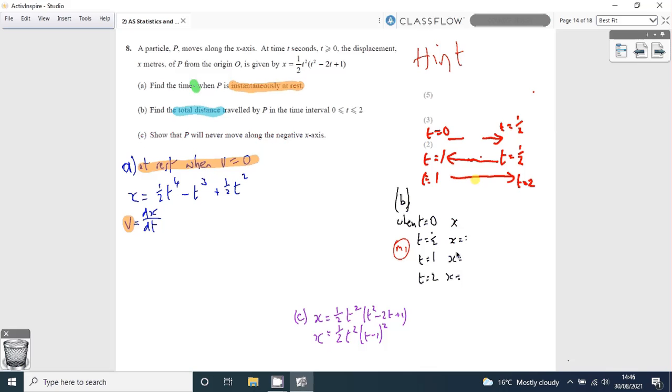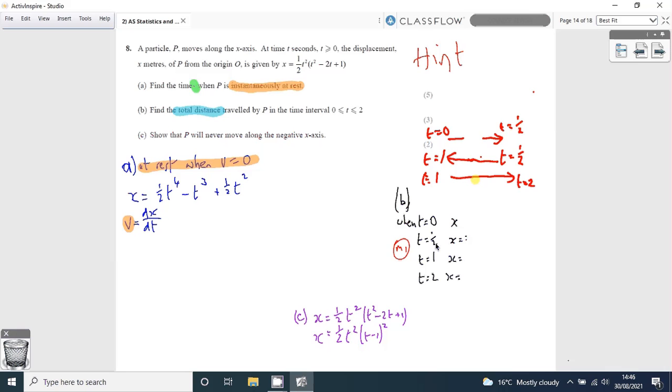So part B is really testing your understanding of the difference between displacement, which is where you are at any particular point in time compared to where you started, and distance travelled. Your displacement will be 0 when you're back where you started, but obviously you've been travelling a number of times to the left and to the right to get there. So your distance travelled will be different from your displacement.